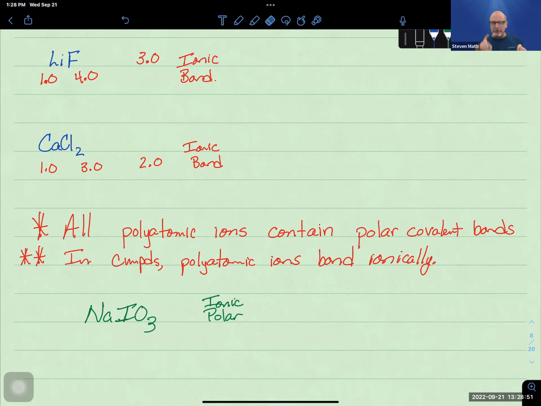I got a short video for you today on writing Lewis structures, both ionic Lewis structures and covalent Lewis structures. So they're quite a bit different, and we need to identify how we're going to know if we have an ionic Lewis structure versus a covalent Lewis structure.